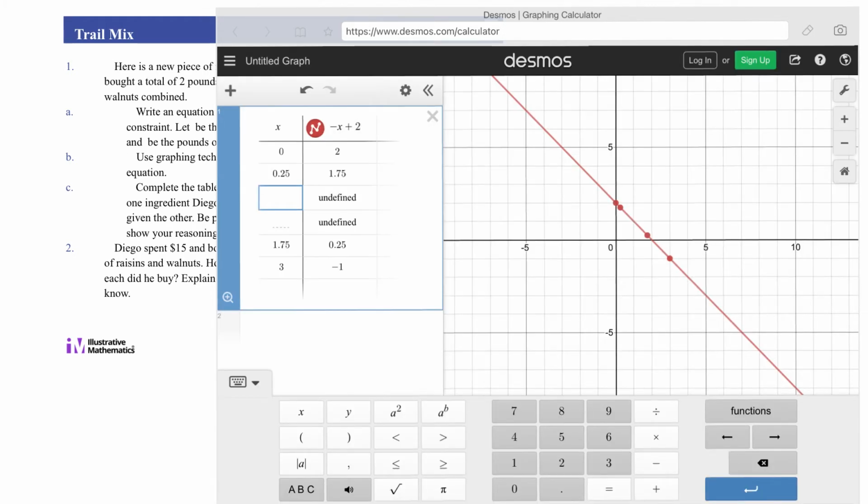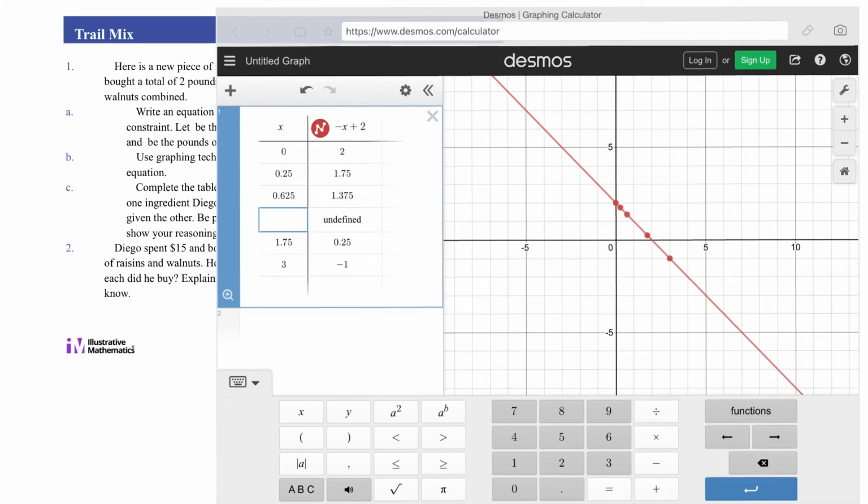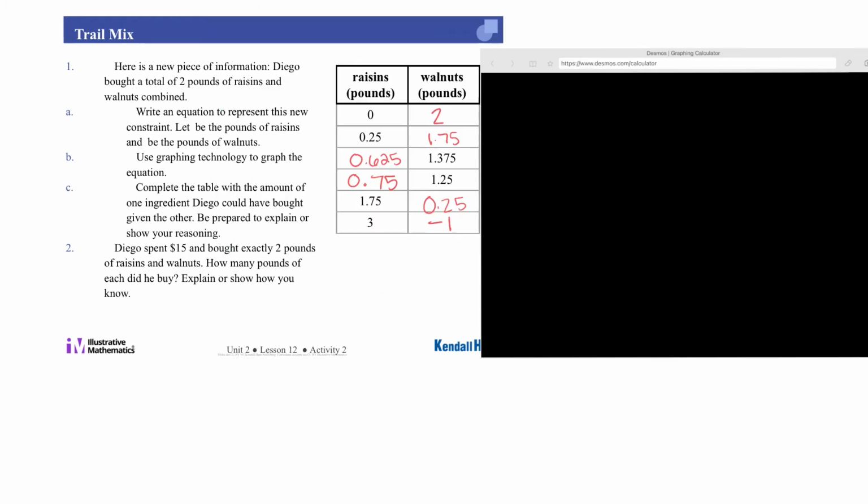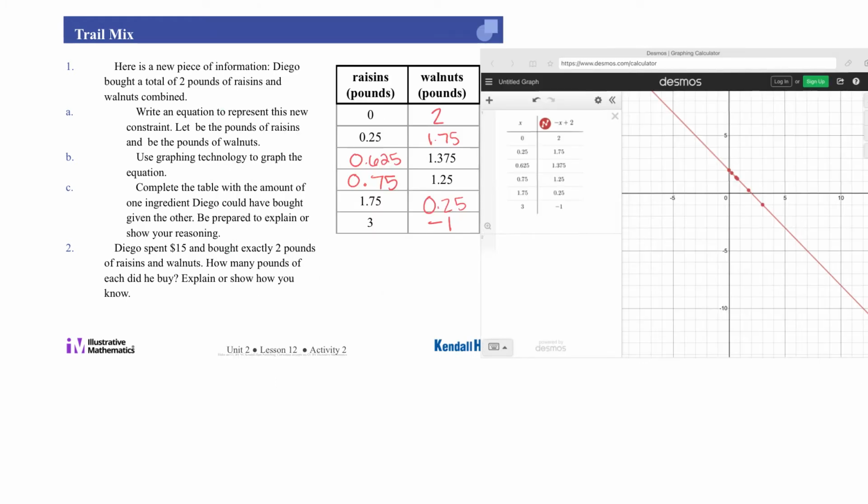So we're going to try 1 and see what happens. We get a 1. Our goal is to get 1.375. So we're going to try. So now I've just filled in my table of values over here. In the next question, so we used our graphing calculator, we completed our table. Each of these items, your x and y values work when we plug it into our equation x plus y equals 2. They all add up to 2.